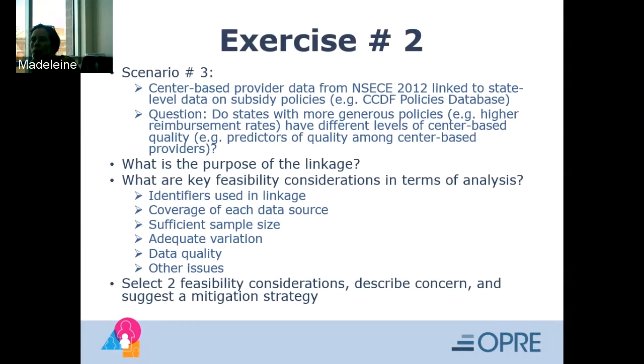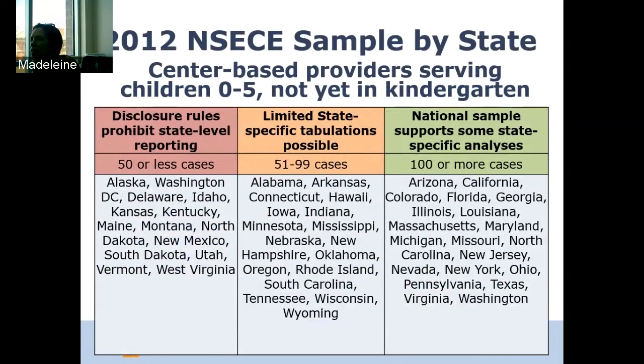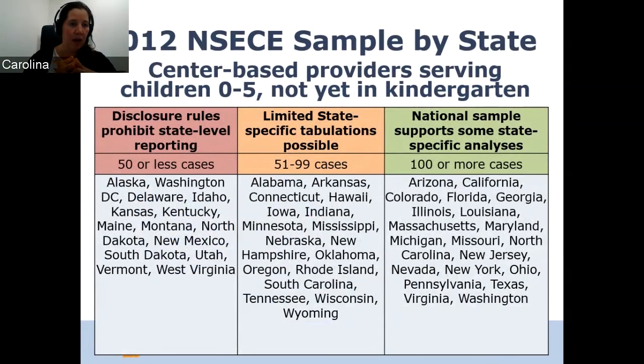But that slide where you put that says disclosure rules prohibit state level reporting, what is that slide saying is unavailable? So there are kind of two issues combined. One is that you may be able to do the analysis, but you may not be able to report on it. In Alaska, there are center-based providers, Alaska is in the NSCCE, and there are center-based providers sampled and included in the NSCCE. And you may be able to produce a weighted estimate of the number of children covered or the number of providers covered.